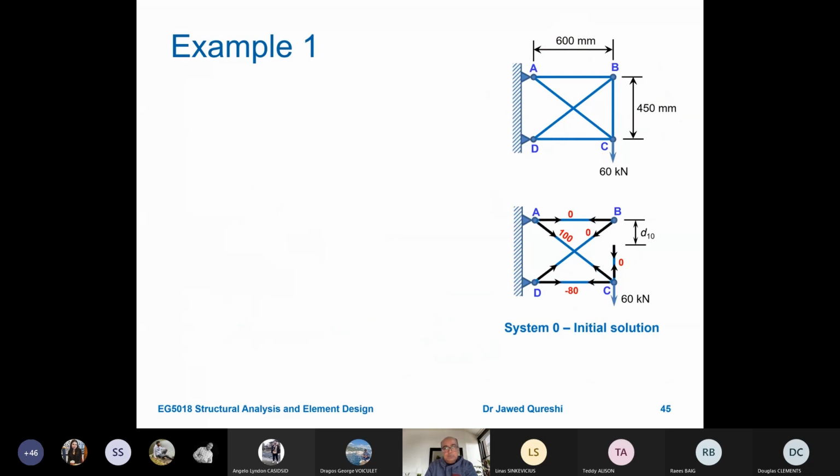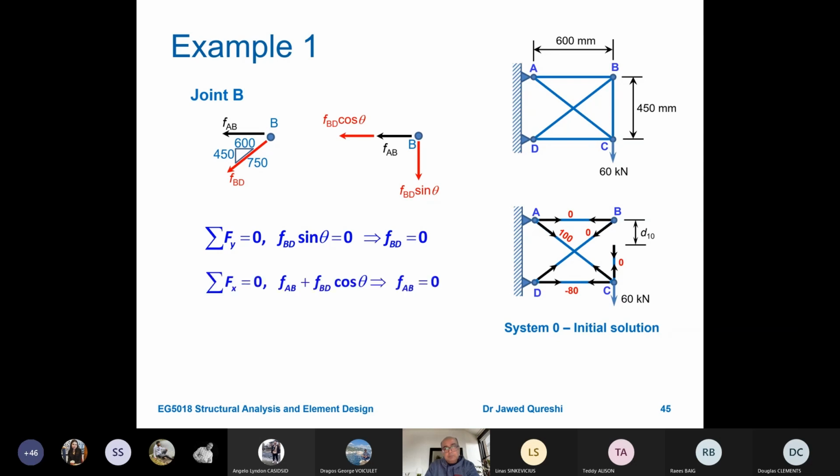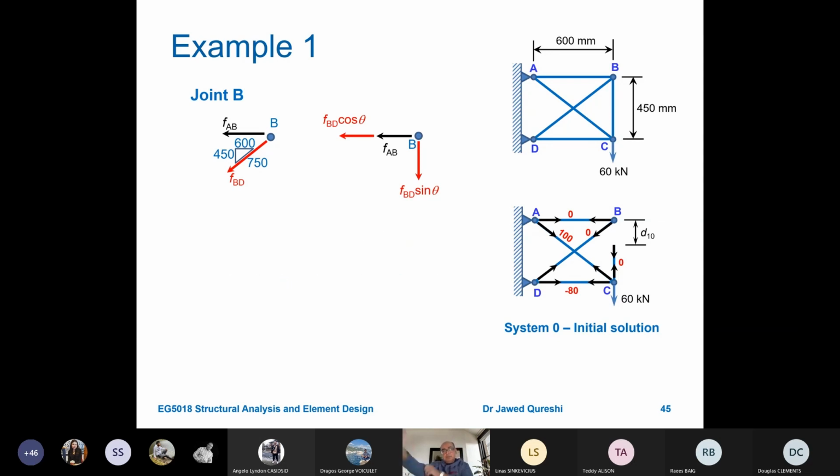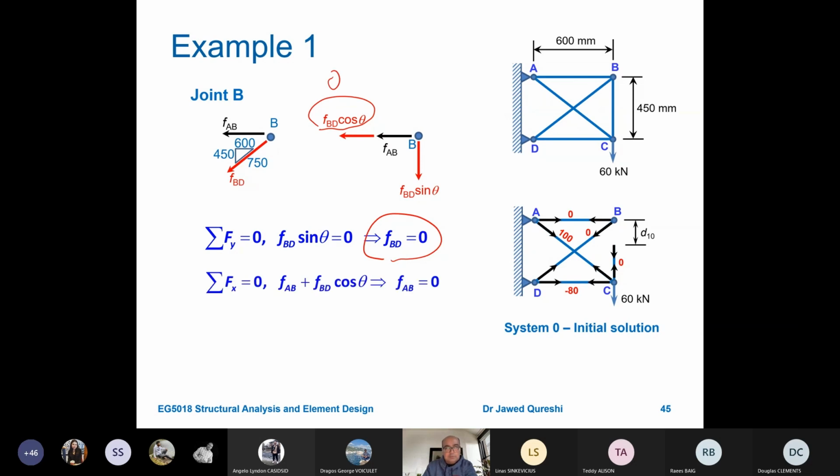The next thing is I will move to joint B. At joint B, I have FAB and then I have FBD. Again, dividing it into components, it will give me this value. First of all, tell me what would be the vertical component here. 450. 0. What will be the vertical force? There's no other vertical force, so the vertical force is going to be 0. And if FBD is equal to 0, it means that its horizontal component is going to be 0 as well. And if this is 0, if there is no other force, then FAB is going to be 0 as well. So both of these forces are 0.